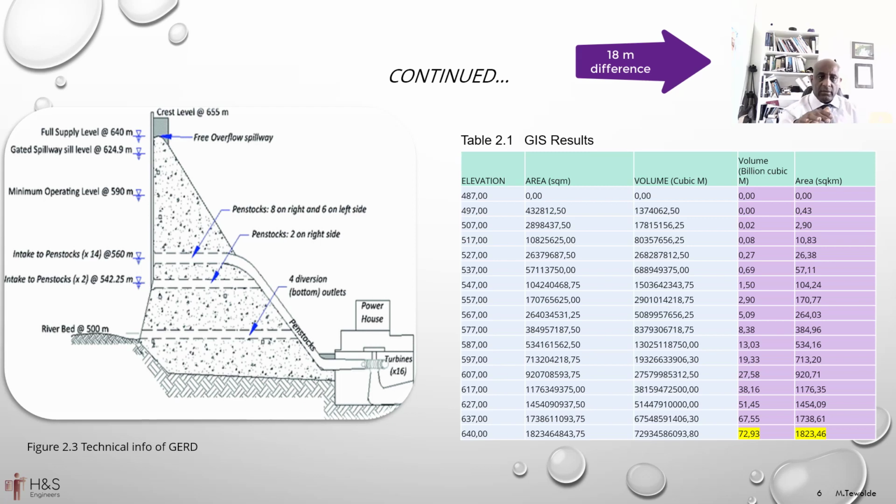The lower penstocks are two, and they can operate while filling the dam and so on. And they also help, because you can't stop the flow of the dam, you just simply release it. Instead of just simply releasing, you use it with these two turbines. You see, the minimum operating level of those two turbines is 560.